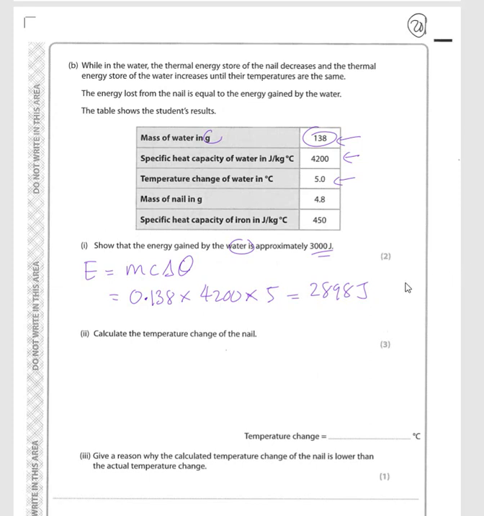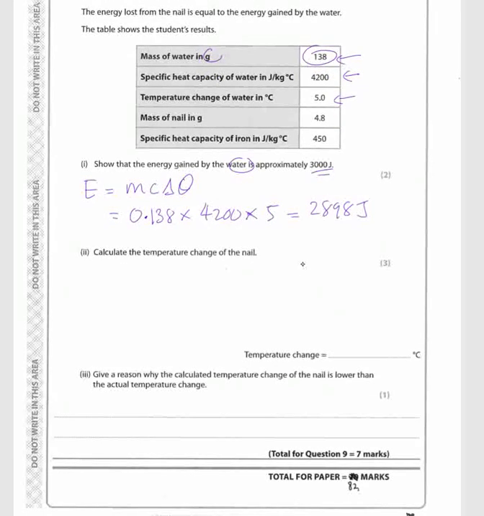Now we need to work out the temperature difference, the change in temperature. Again, same equation. This time we're looking for change in temperature, so rearrange the equation. This time it's for the nail. Use a different color for the nail so you know. Let's use green for nails. This is the nail's one. So energy for the nail's one.